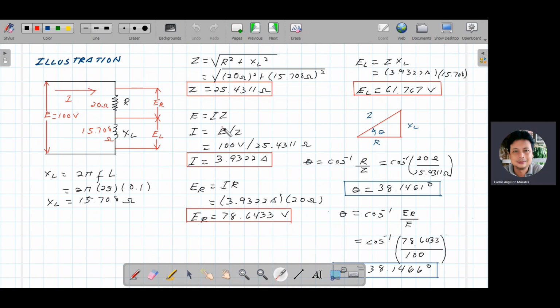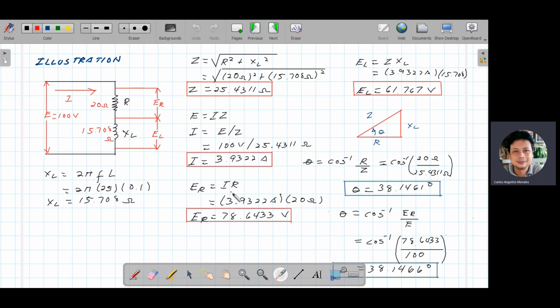So the voltage is equal to I say, I is E over say, 100 divided by 25.4311 ohms. Makukuha mong current is 3.9322 ampere. So the voltage drop, yung current na tinutukoy dito ay ito yung current na nagdadaan dito. Parang Ohm's law din, no? Yung voltage I say, solve for I, yung total voltage na E over the impedance. Ito. 100 volts divided by 25.4311 ohms, nakakuha tayo ng 3.9322 ampere.